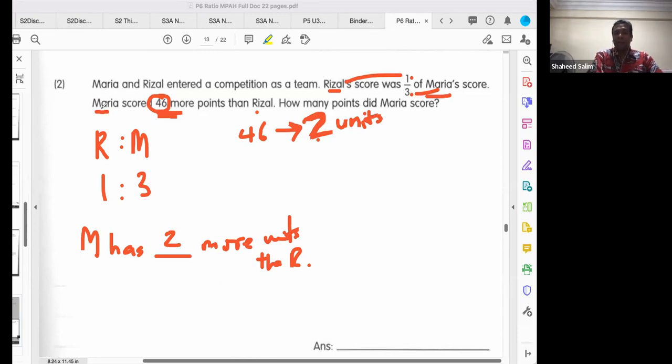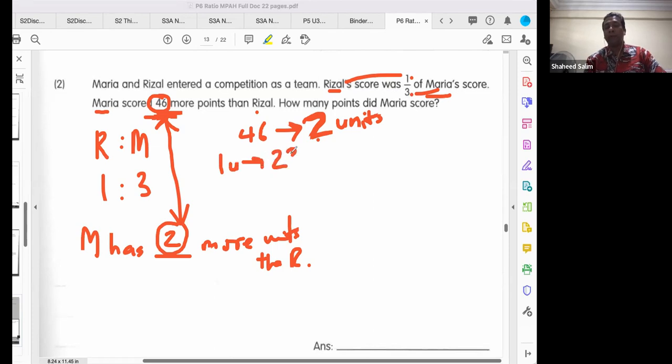You must read the sentence. Maria scored 46 more points, and Maria got 2 more units. So the 2 units and this 46 are equal. So if they are equal, that means you can find 1 unit. 1 unit is 46 divided by 2. So 1 unit is 23 marks. Maria has 3 units, so 3 units is 23 times 3, 69 marks. And Rizal only got 1 unit, 23 marks.